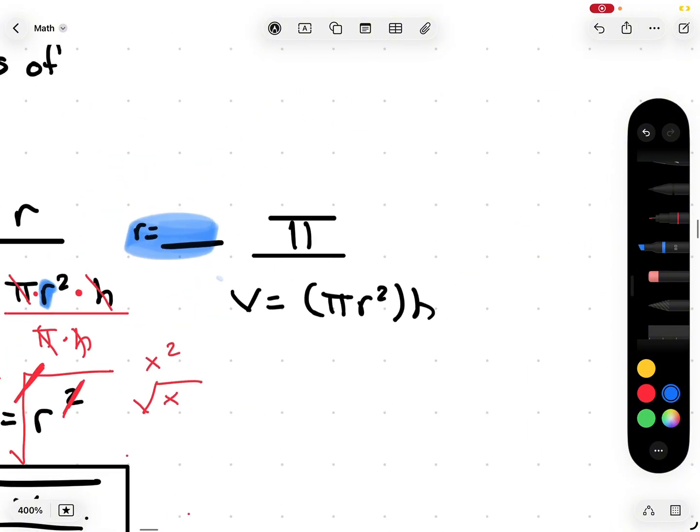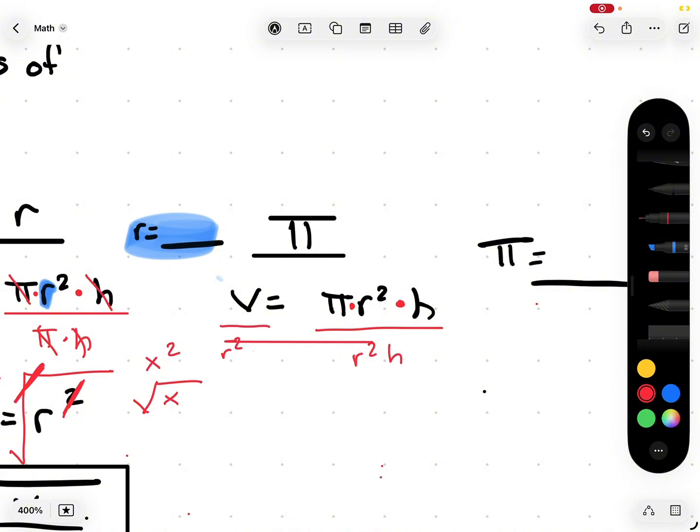Lastly, we have to solve for pi. The process is going to be pretty similar to what we did before. We can see that pi is being multiplied to r squared, which is also being multiplied to h, and we're trying to find pi. So the equation is going to look somewhat like that. The opposite of multiplication is division, and since we're trying to find pi, let's get rid of the other 2 terms. Whatever we do to one side, we must do to the other, leaving us with pi is equal to the volume divided by r squared times height.